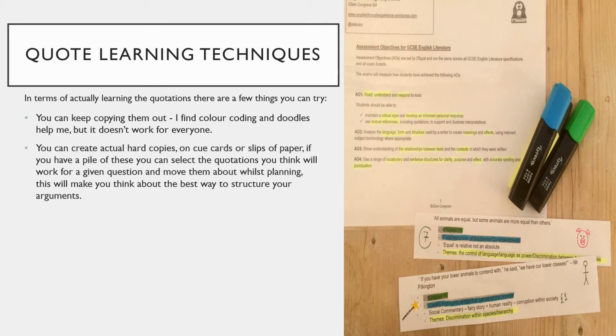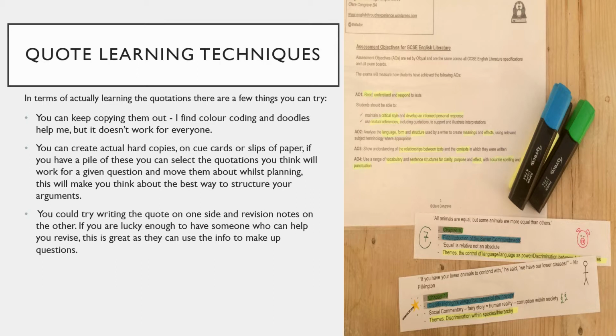The other thing that I'd say is getting some nice hard copies on cue cards, slips of paper, and then you can use this when you're planning your exam responses. So if you've got these, preferably in your little pairs, you can get any question in front of you and grab the quotes that you'd want to use. Literally move real things about with your hands so you can plan how you would structure your argument. I think this is a really useful technique that I use quite often with students.